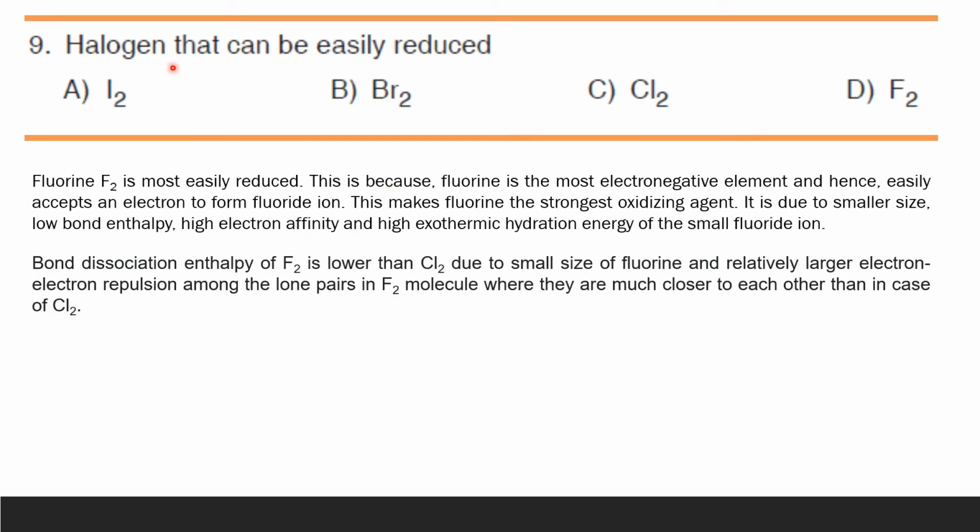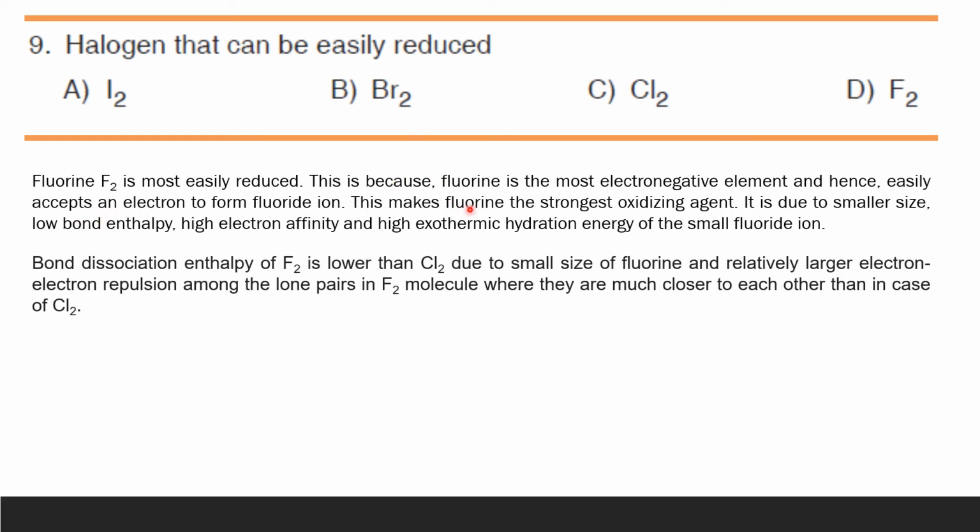So this is the fourth question. Halogen that can be easily reduced is iodine, bromine, chlorine, fluorine. So the question is about reduction. Any species which can easily undergo reduction is the one which has an affinity for electron. Reduction is actually the addition of electron. So anything that has a tendency to gain electron will be easily reduced. That is the point in this question. So among these four options, the one which can be easily reduced is fluorine. So fluorine is the answer.